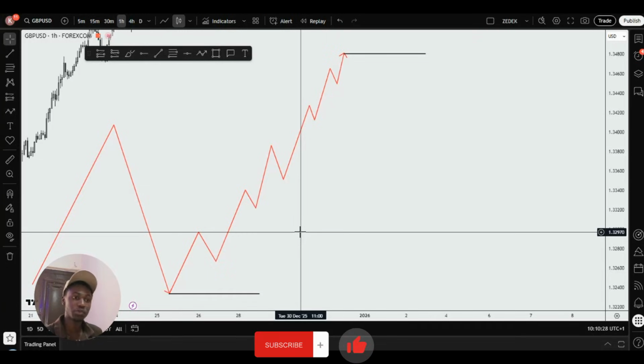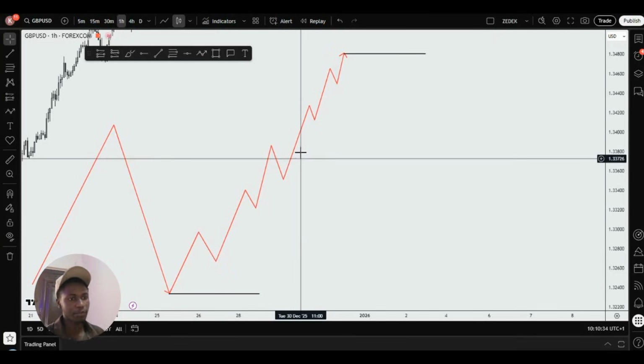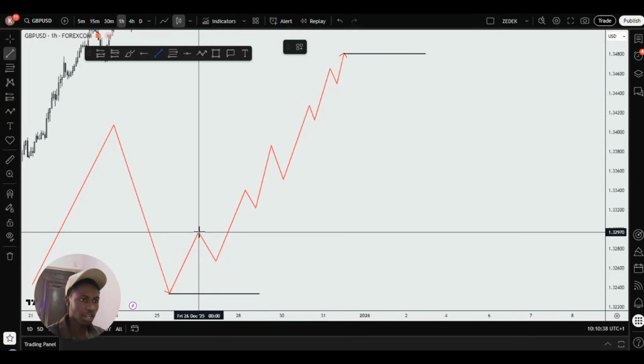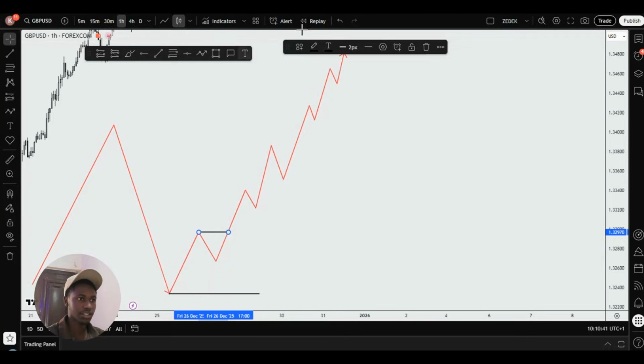I honestly don't know how people who trade without structure do it, but then there are different strategies and all that. So let's get back to the chart and explain what we can see here. We have this structure. Let me mark out the structures I can see here.